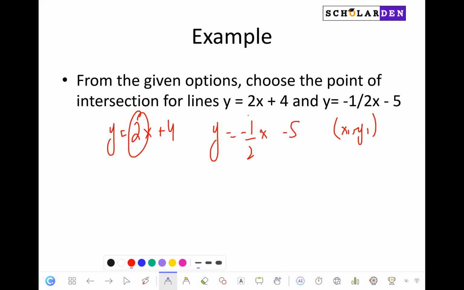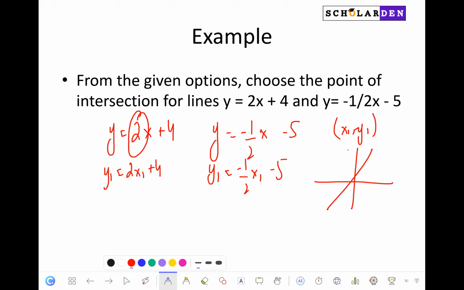Okay. And then what we do is we substitute x1 and y1 in both of these equations. So y1 is equal to 2x1 plus 4, and y1 is equal to -2x1 minus 5. And why is this? Because if we have any two lines, not necessarily these two lines, if they are intersecting, both of them should pass through the same point. So over here, x1 and y1 represent the point where these two lines intersect. So in fact, this point should satisfy both of these two conditions.